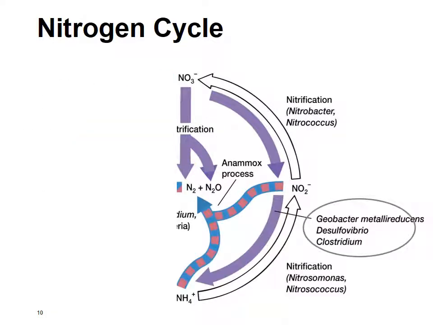Nitrate can also be transformed back to ammonium and ammonia in a process called dissimilatory reduction. And this occurs via a variety of different bacteria, including those circled on this slide, Geobacter, Desulfovibrio, and Clostridium species.